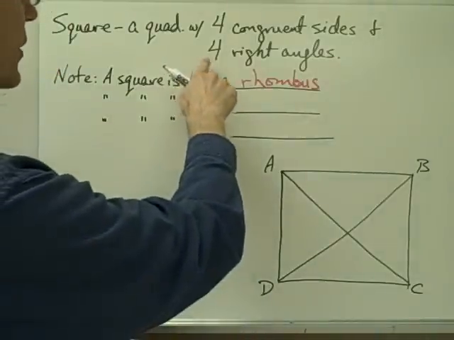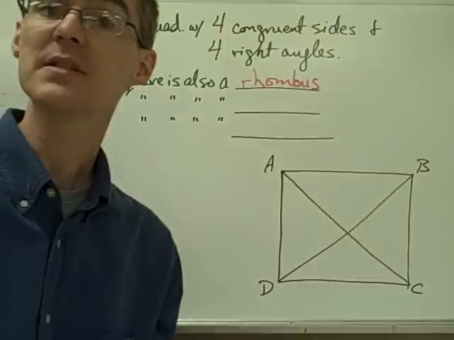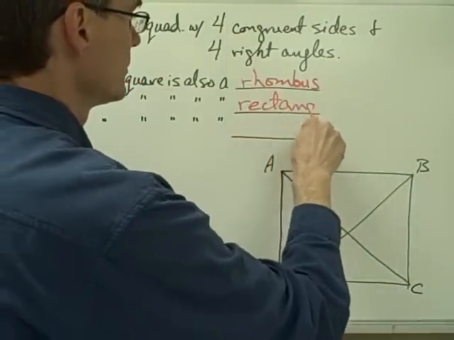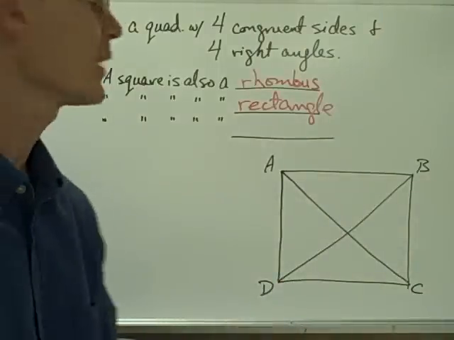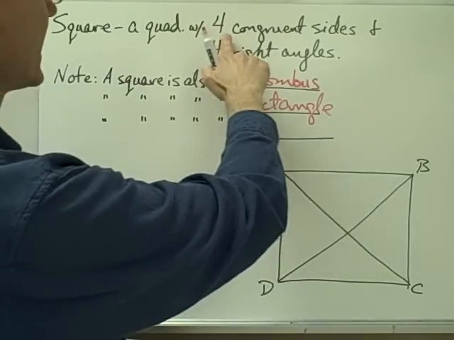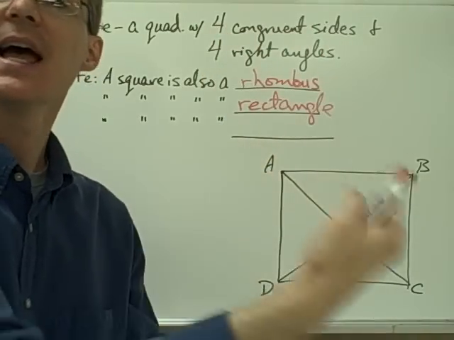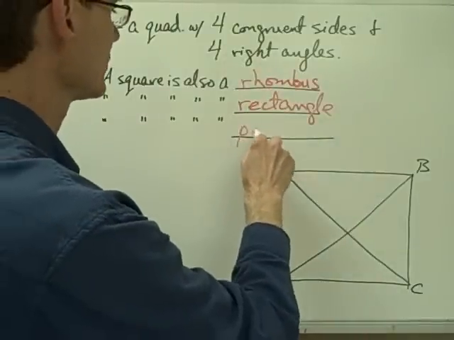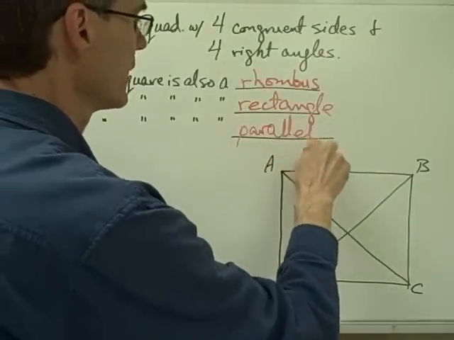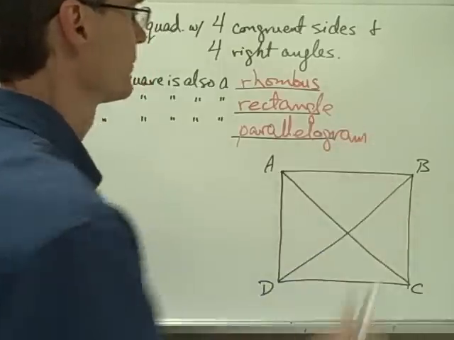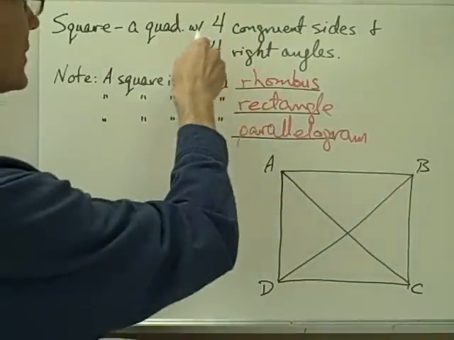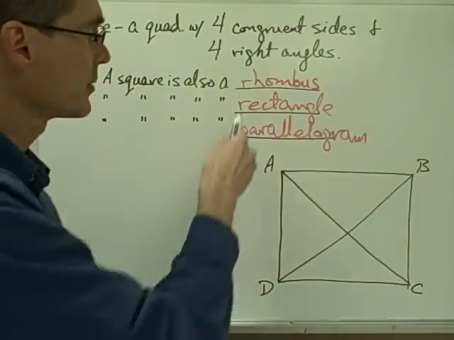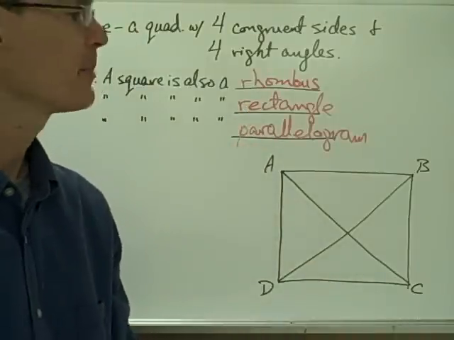A square also has 4 right angles. Well, that means it meets the definition of a rectangle. So a square is also a particular type of rectangle. And also, since it has 4 congruent sides, both pairs of opposite sides are congruent. So that means it is also a particular type of parallelogram. So for a square, not only does it have these particular properties of a square, but it also has all the properties of a rhombus, and all the properties of a rectangle, and all the properties of a parallelogram.